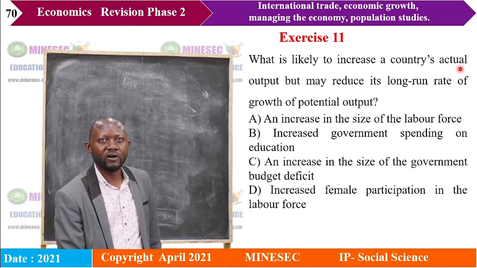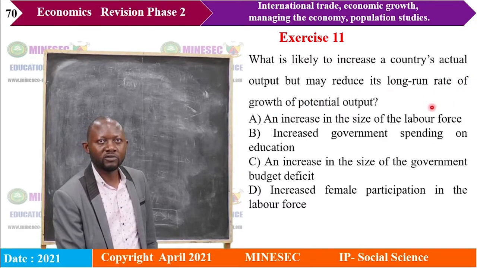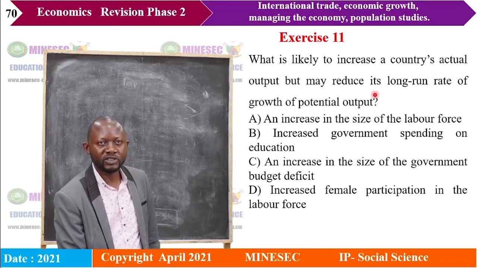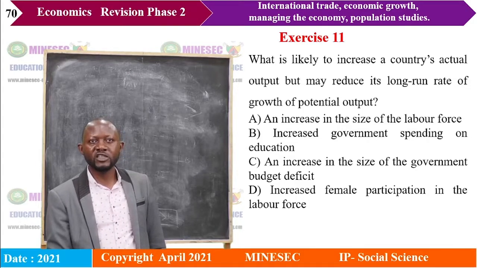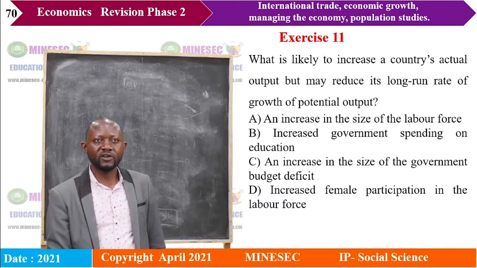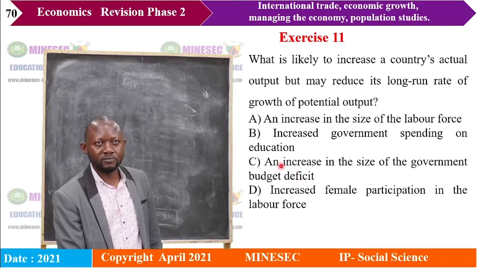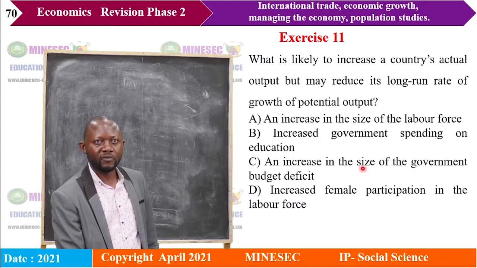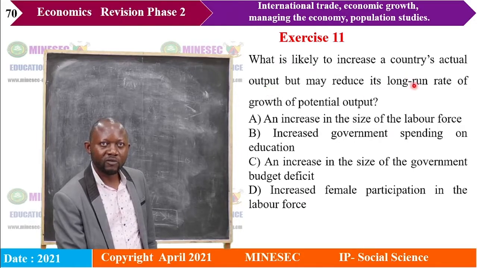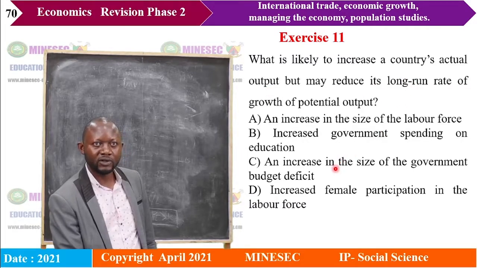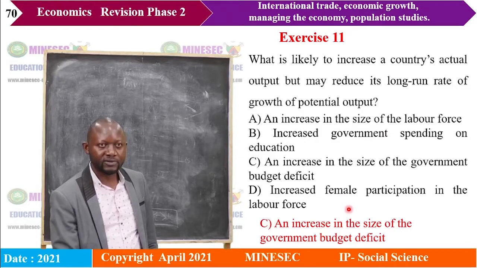What is likely to increase the country's actual output but may reduce its long run rate of growth of potential output? We have an increase in the size of the labor force, an increase in government spending on education, an increase in the size of the government budget deficits, and increased female participation in the labor force. We're going to get C as a good answer, because an increase in the size of government deficits in the short run will increase output. In the long run, the government might not be able to achieve a faster rate of growth, they might not have the money to acquire all the real capital goods that are needed. So the right answer there is C.